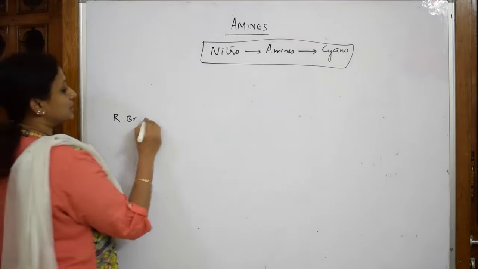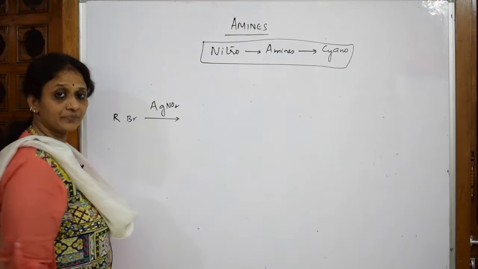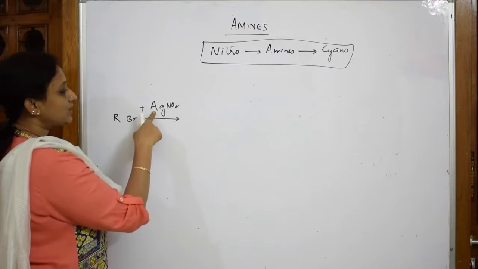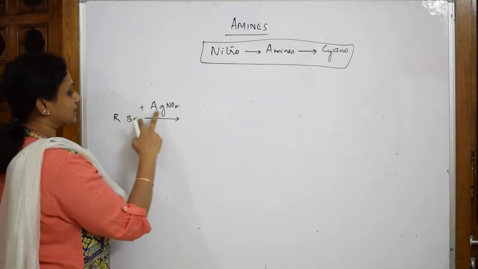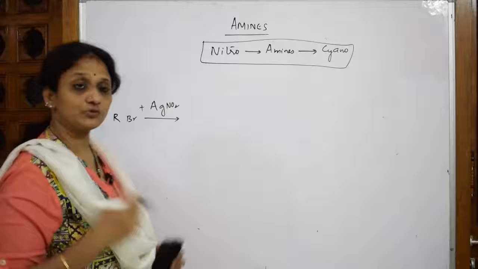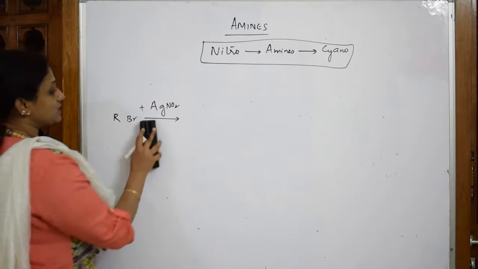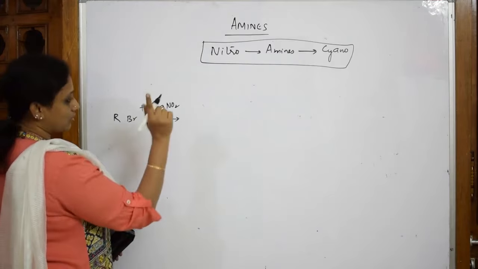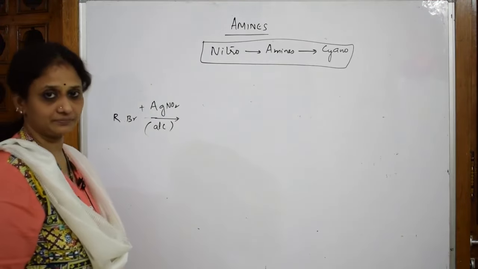Now to this RBr, I am going to introduce silver nitrate. Important: why are we adding silver nitrate? Because silver nitrate is going to come out as a precipitate, AgBr, which we studied in grade 10. It is used in the photographic technique, isn't it? But important, the solvent used should be alcoholic. Done.